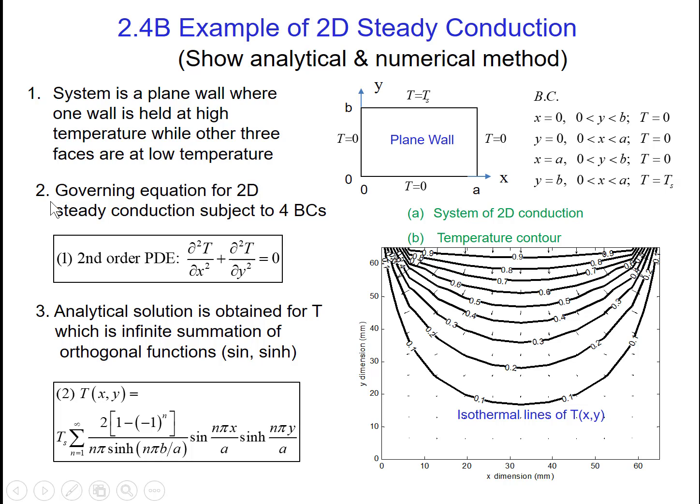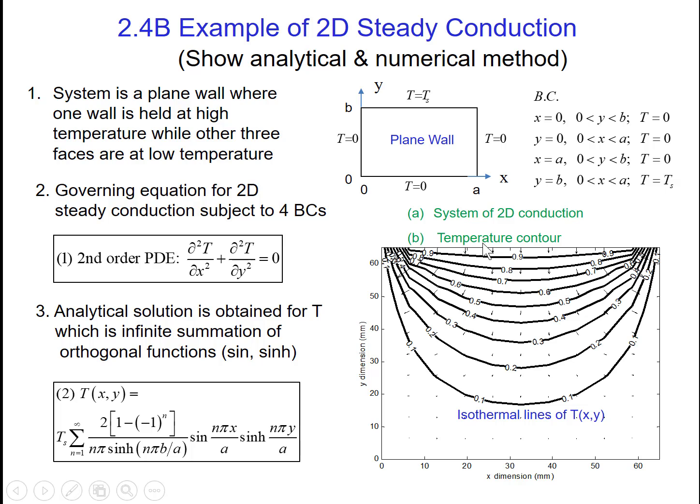Second, the governing equation for this 2D steady conduction is represented in equation 1, and it is subjected to 4 boundary conditions. Third, analytical solution for this problem can be obtained for temperature, which is infinite summation of orthogonal functions like sine and hyperbolic functions.